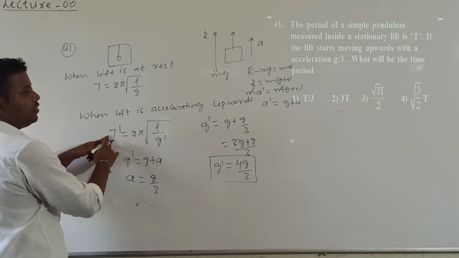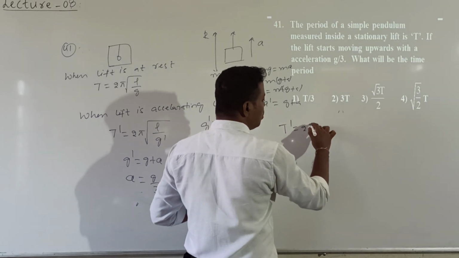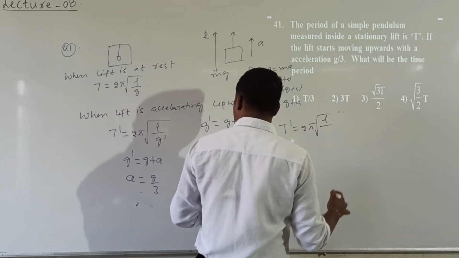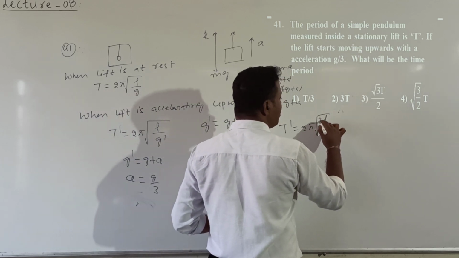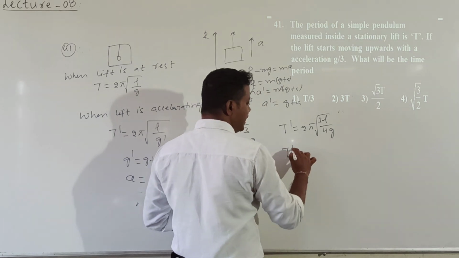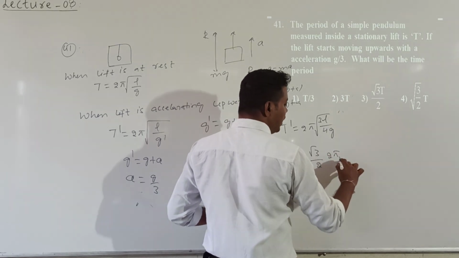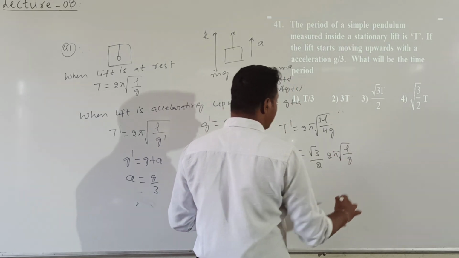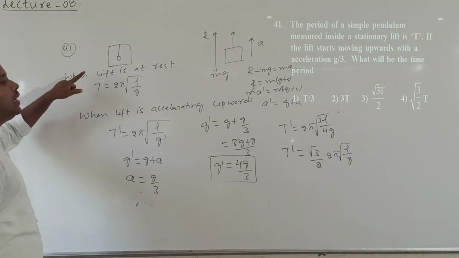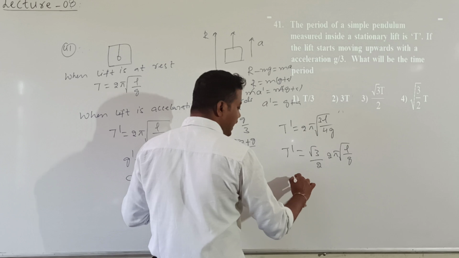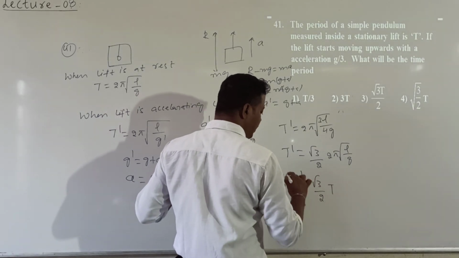Substituting g dash in the T dash formula. So what is T dash? 2 pi into root over L divided by g dash, which is 4 into g by 3. The 3 will go to the numerator, so T dash is root 3 by 2 into 2 pi into root over L by g. But 2 pi into root over L by g is T when the lift is at rest. So T dash is root 3 by 2 into capital T.